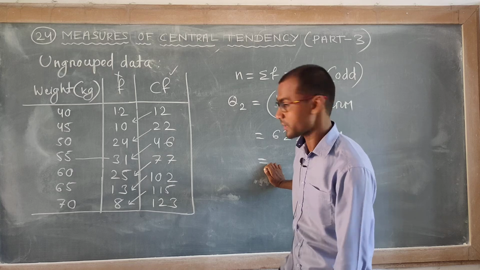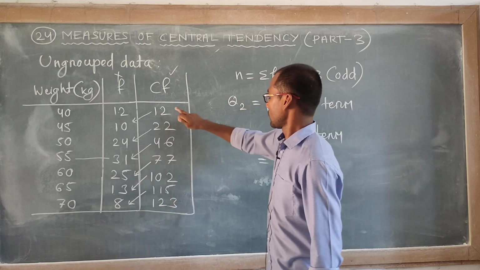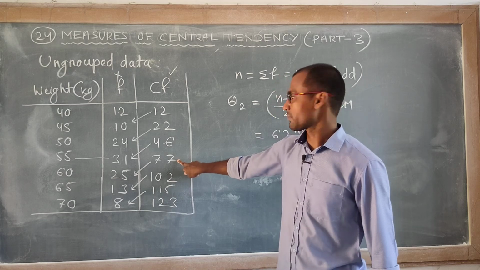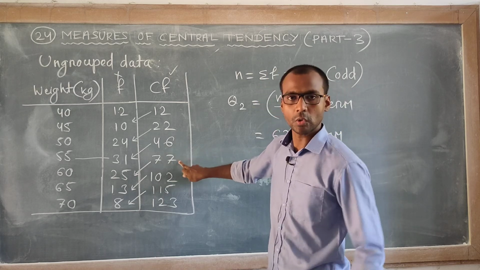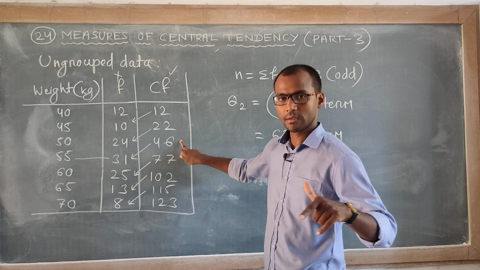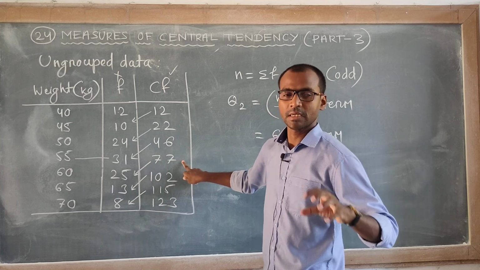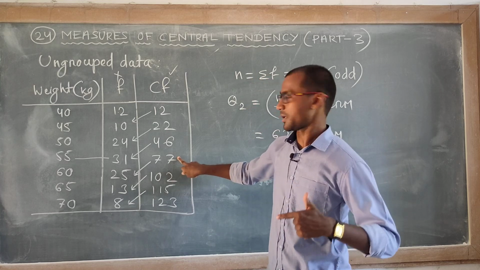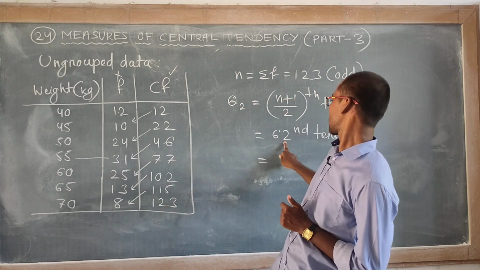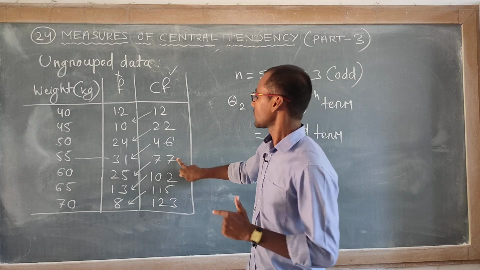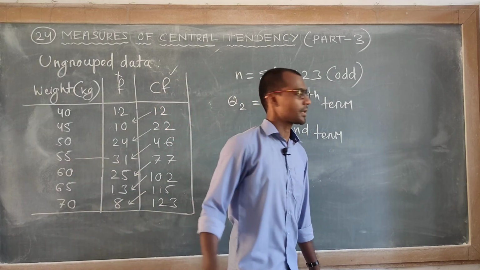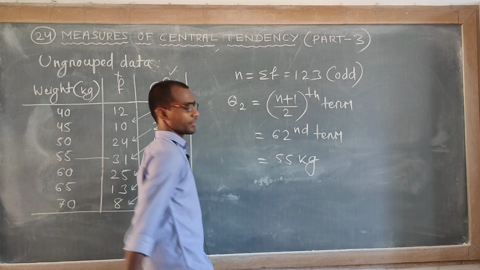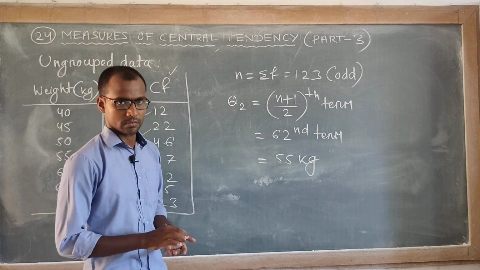Let us find the child. His weight: 12, 22, 46. Here 77 means 47th to 77th. These children, their weight is 55 kg. So definitely this child will be in this category, the 62nd child. So his weight is also 55 kg. So this is the median.